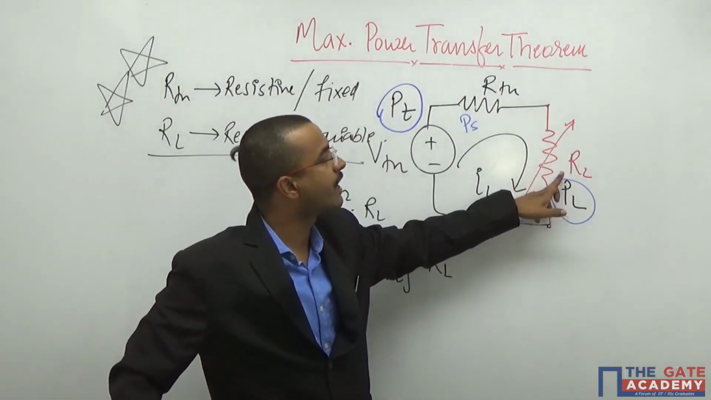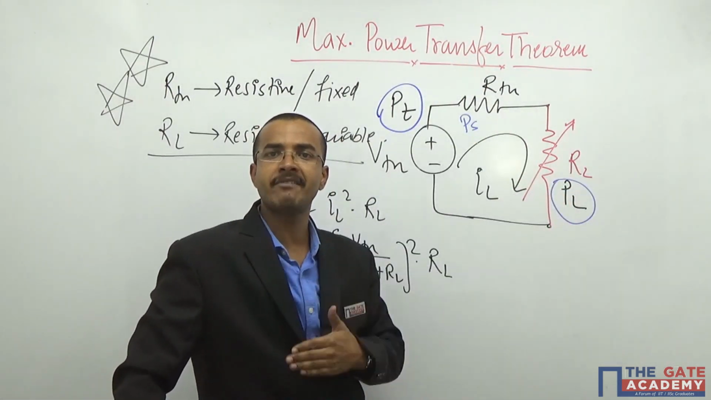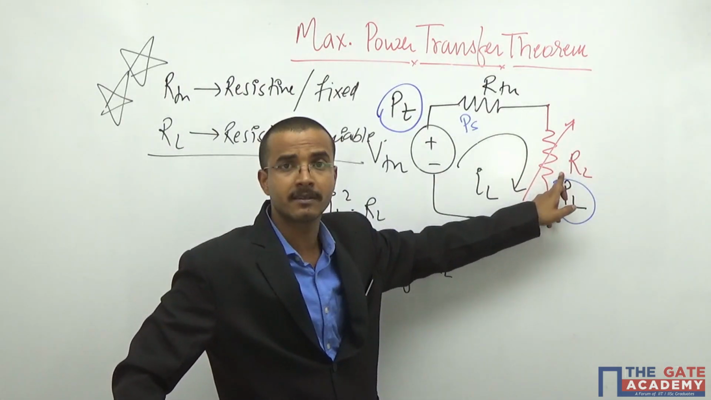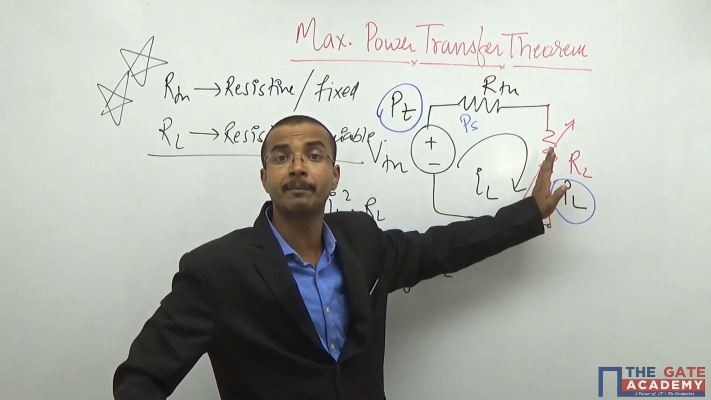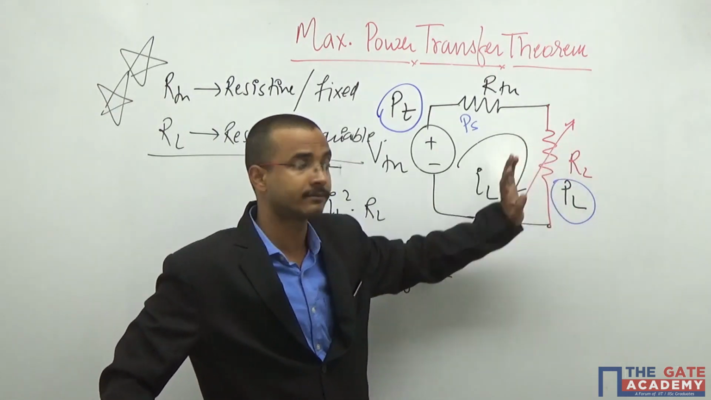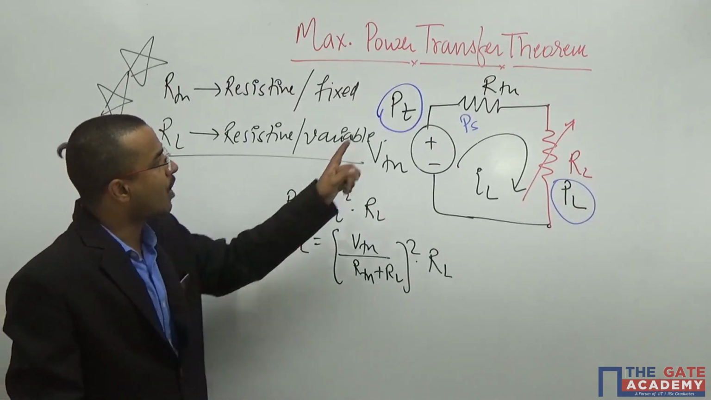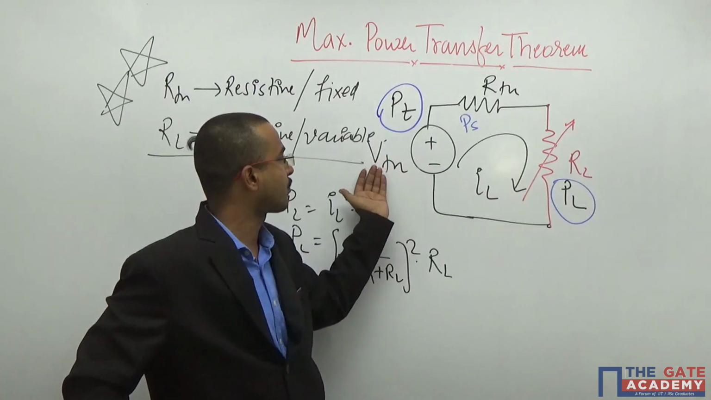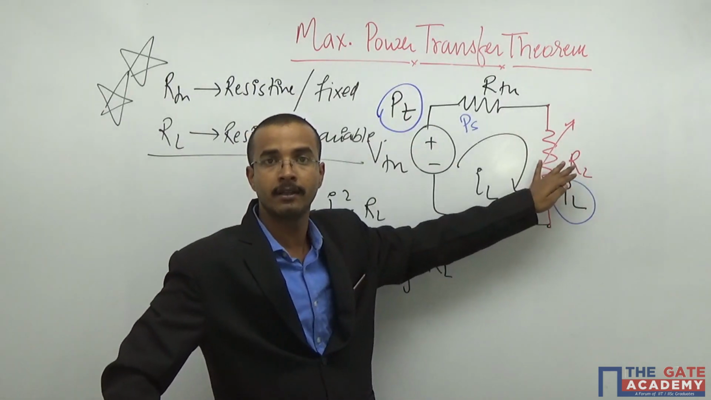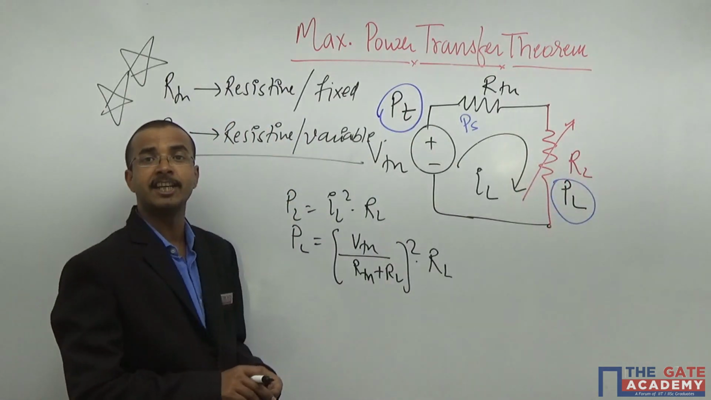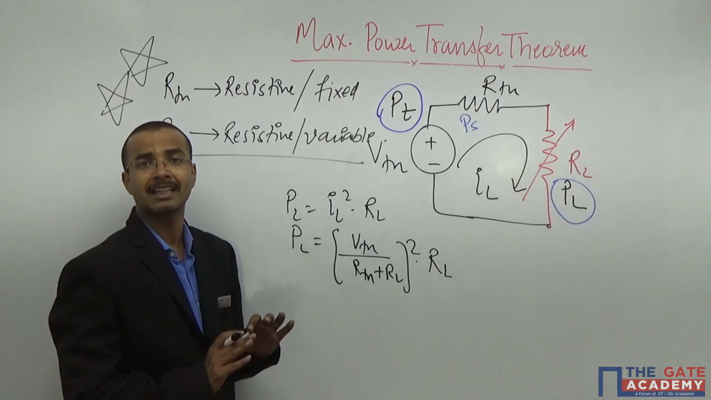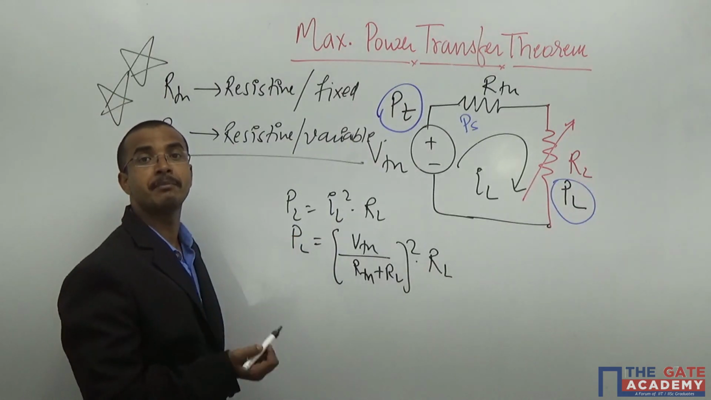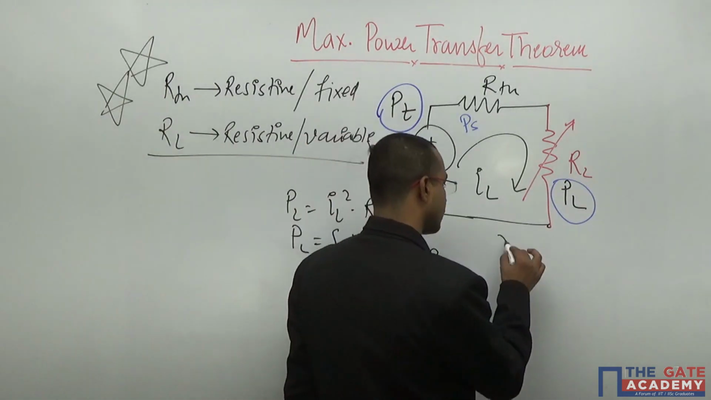But here my load is variable. That means I have the freedom to decide the value of RL. I can change this, so it is my independent variable. And I want to know what should be the value of RL for which I will get the maximum power transfer from this source to this load. How to get the maximum condition, we have already studied in mathematics: the concept of maxima and minima. That means I will apply this.